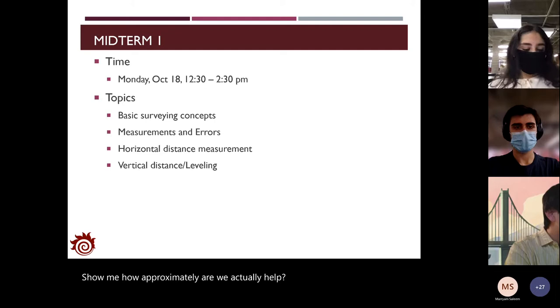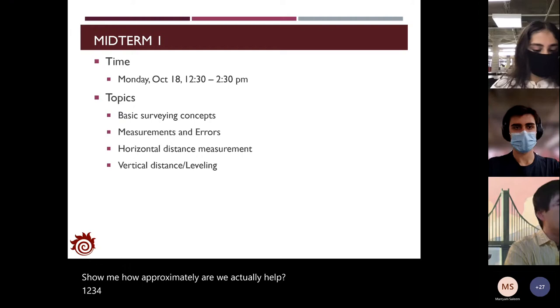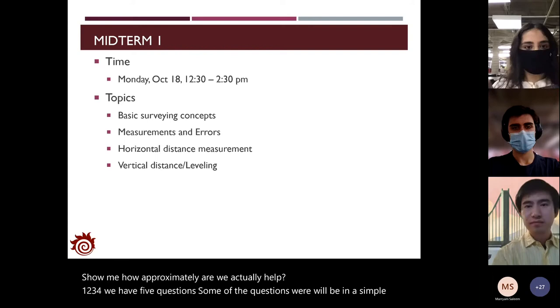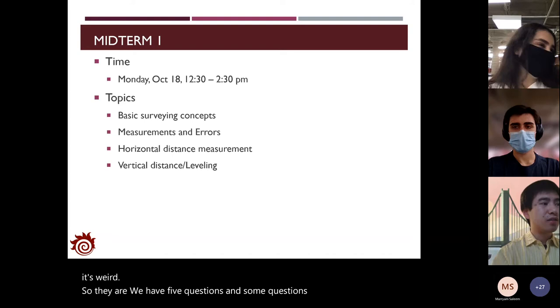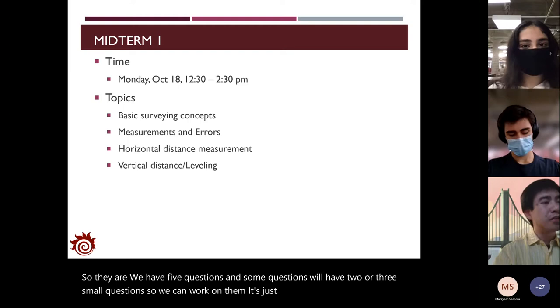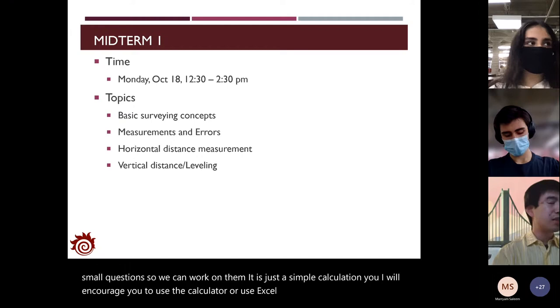We have five questions. Some of the questions are simple calculations, and some questions will have two or three small questions, so you can work on them. It's just a simple calculation. I will encourage you to use the calculator or use Excel to complete the detailed calculation. But of course, you need to show the steps to do the calculation.